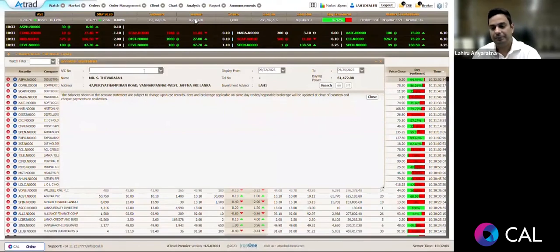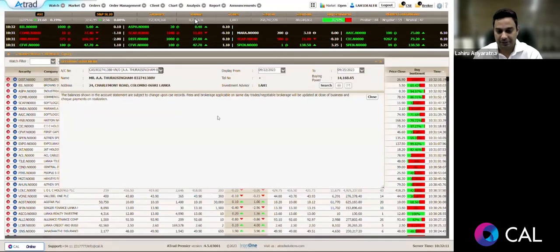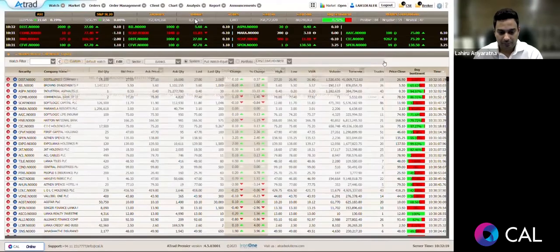Plus, you will see the buying power that you have on a particular account or particular statement. So as we change the client, you can see there's a change in the buying power that will also get changed.